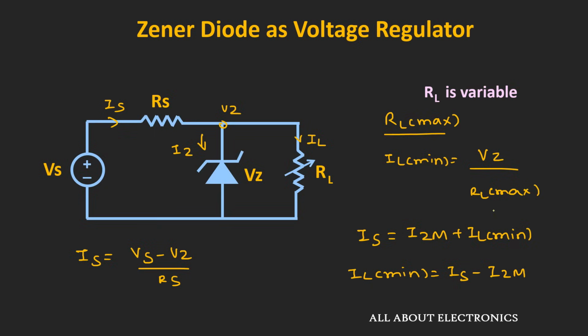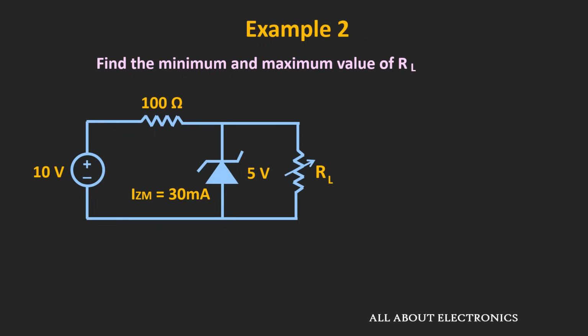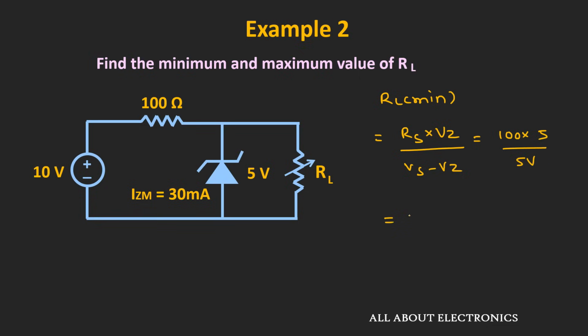To understand it better, let us take one example. In this example, we have been given this Zener regulator circuit and we have been asked to find the minimum and the maximum value of the load resistor. First of all, let us find the minimum value. We know that the minimum value of the load can be given as Rs times Vz divided by Vs minus Vz. If we put the values, we can write it as 100 ohm times 5 volt divided by 5 volt. That means the minimum value of the load resistor is equal to 100 ohm.